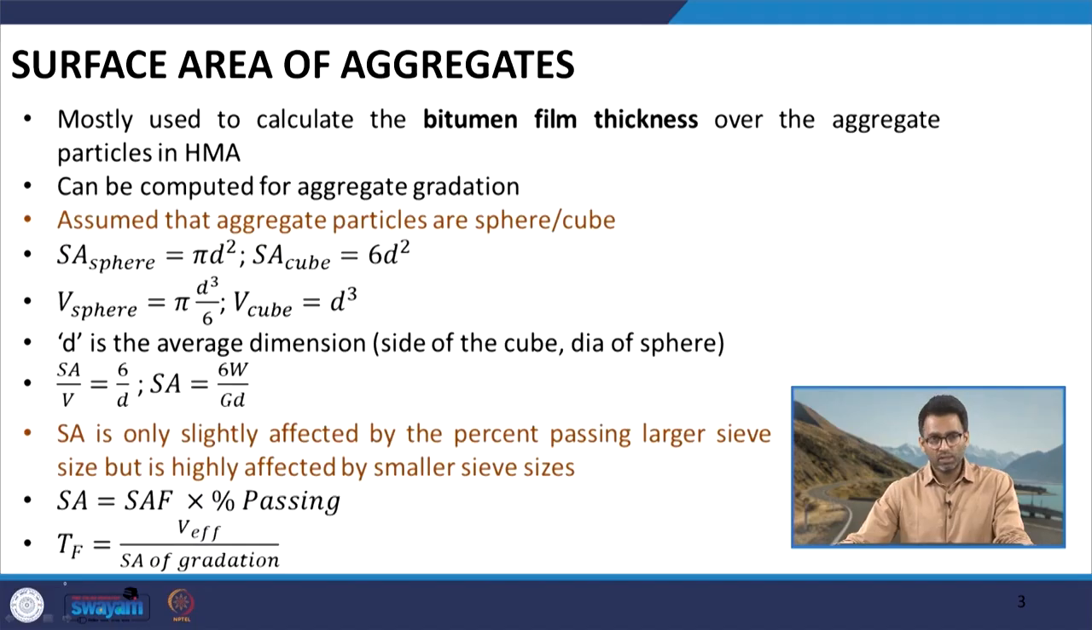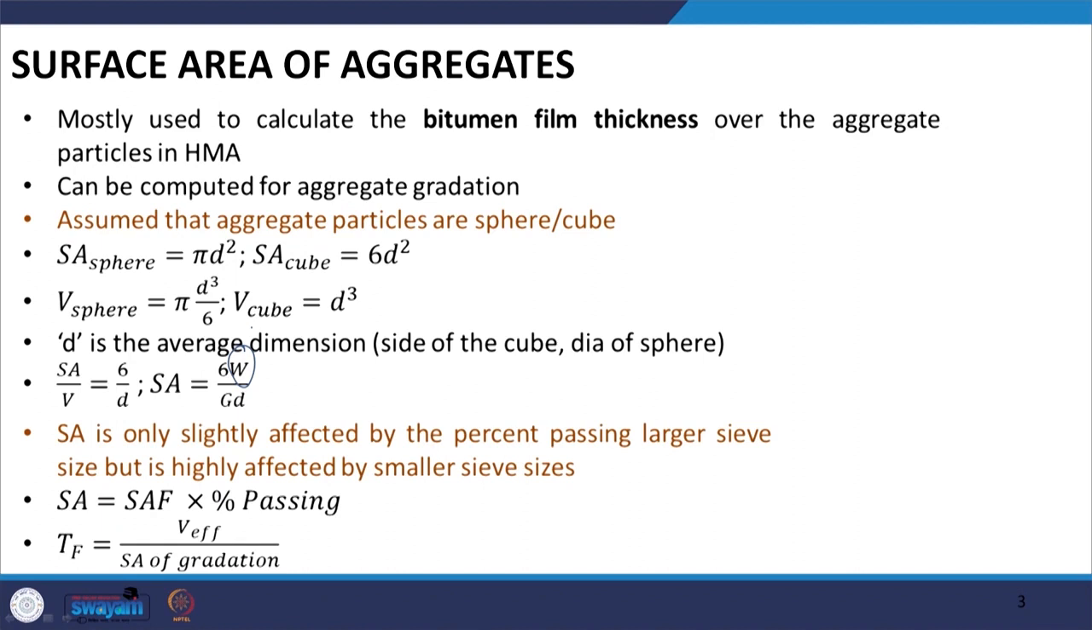If you see some of the available literature which discusses the concept of surface area, they typically say that surface area is equal to surface area factor multiplied by percent passing. Percent passing we understand because, let us say you want to find the surface area of aggregates which is passing 19 mm and let us say retained on 10 mm. Here I am looking at the amount of particle also, because weight is one of the factors. So, I am interested to know how much percent of a particular size is available in the mix, and this is how the percent passing is coming in the calculation.